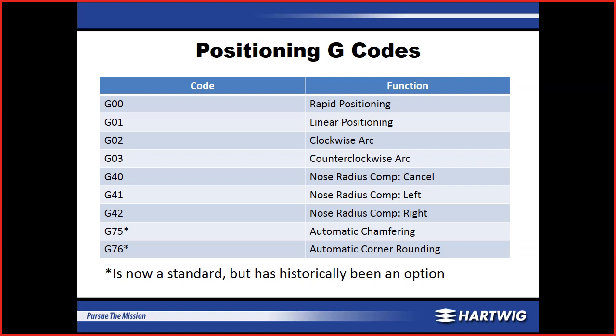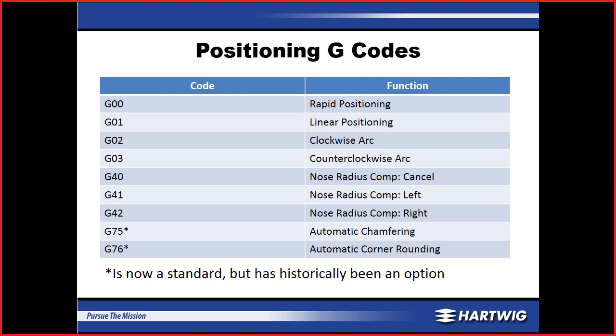G2 and G3 are going to define our arcs. There will be some additional definition we'll need to do for these that we'll talk about. And G40, 41, and 42 are how we are going to use nose radius compensation. And in a later slide, we'll discuss how to program nose radius compensation.